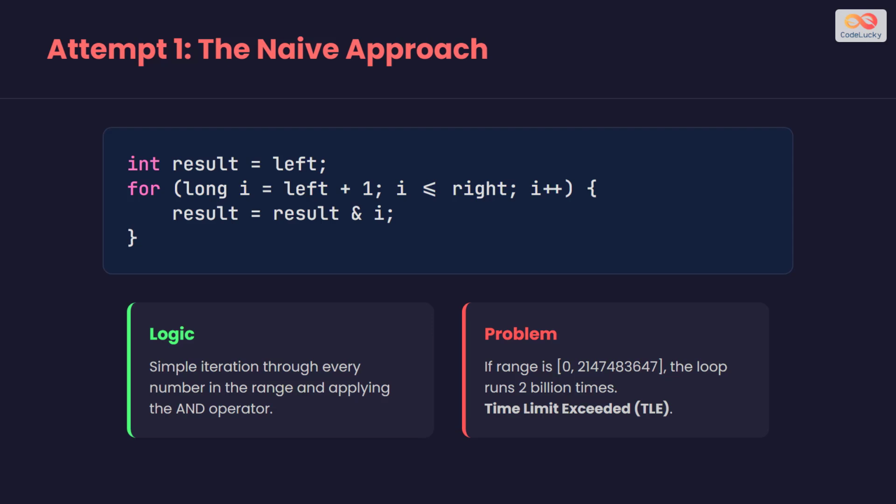The most straightforward solution is to write a loop. We start with the left number and keep performing a bitwise AND with every subsequent number until we reach right. The logic is simple and correct. However, there is a catch. If the difference between left and right is large, say 2 billion, this loop will run billions of times. This will cause a time limit exceeded error on platforms like LeetCode.